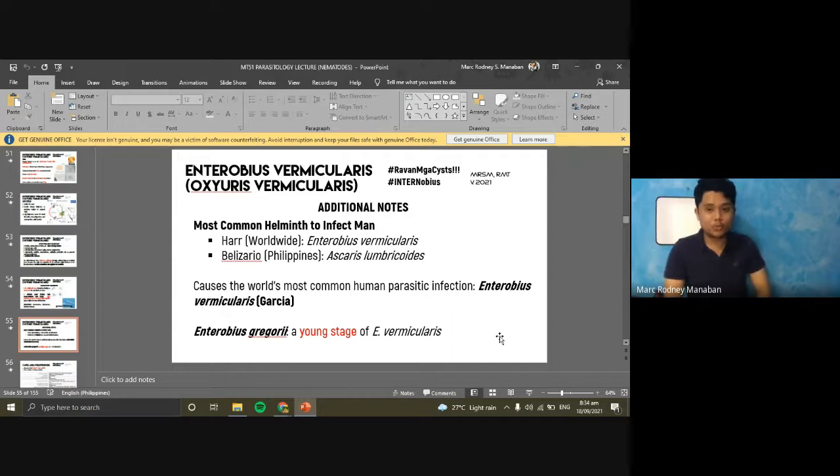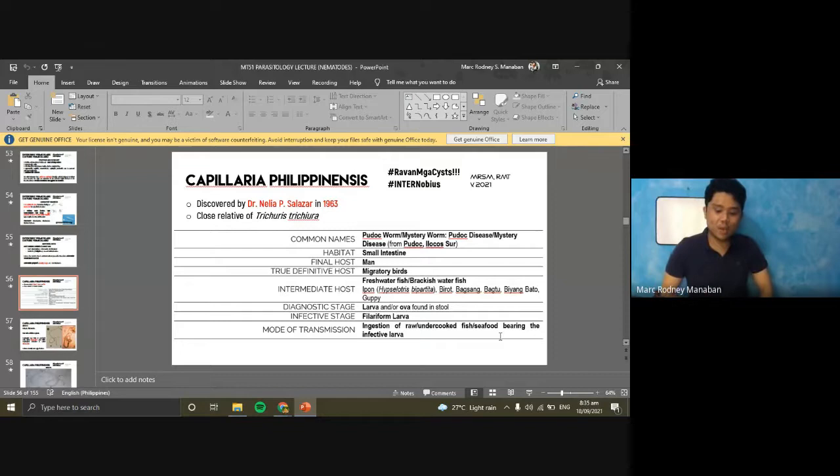And then another additional note: there is a species, Enterobius gregorii, which is now believed to be a young stage of E. vermicularis. So, that's for Enterobius vermicularis. Before we proceed to the next, do you have any questions, dear? Any clarifications?